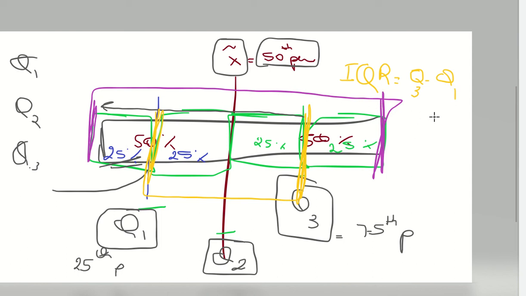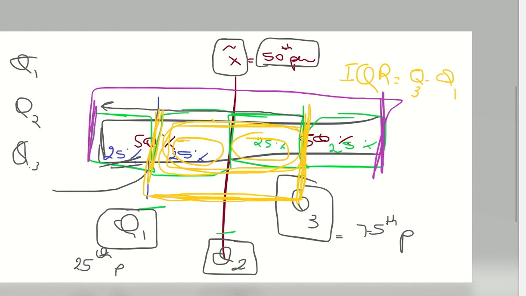The range is maximum minus minimum. The interquartile range is the largest quartile minus the smallest quartile. So the interquartile range is the distance between Q1 and Q3, and therefore it's covering 50% of the data, okay? But more specifically, the middle 50% of the data, okay?